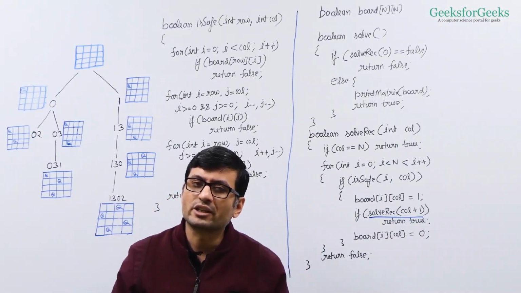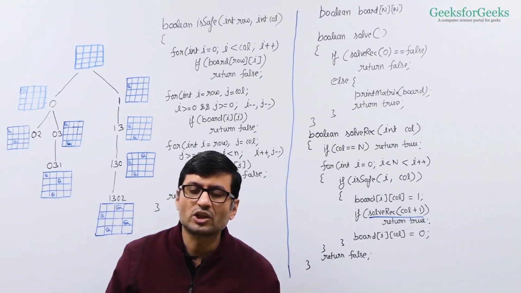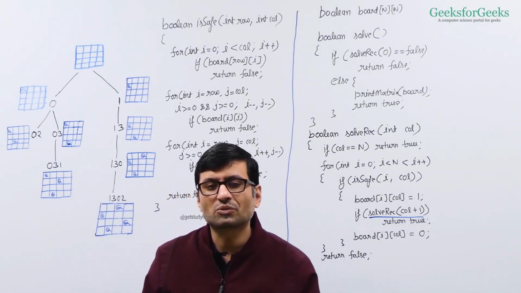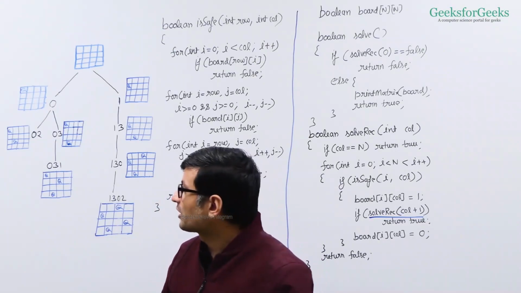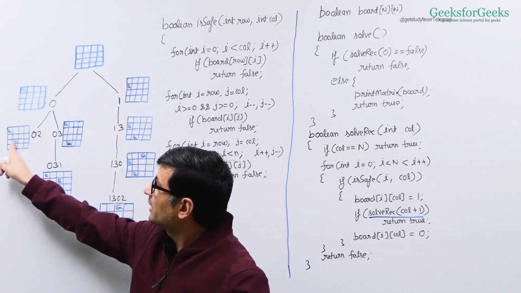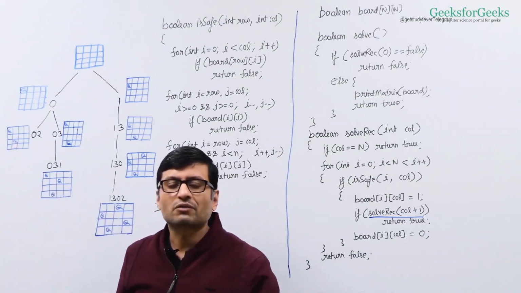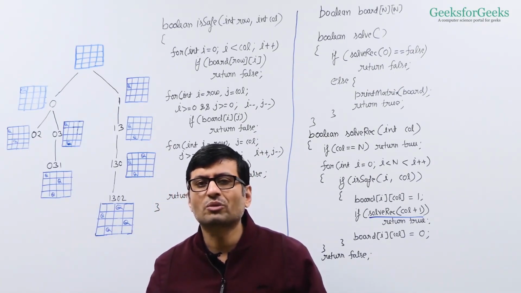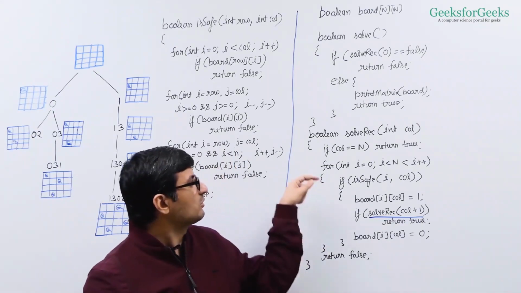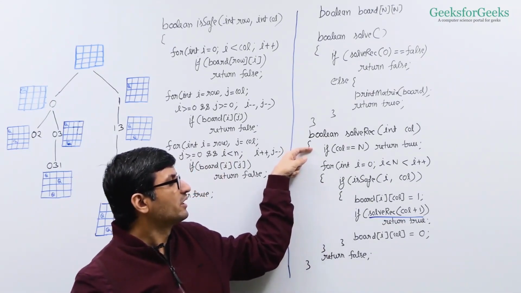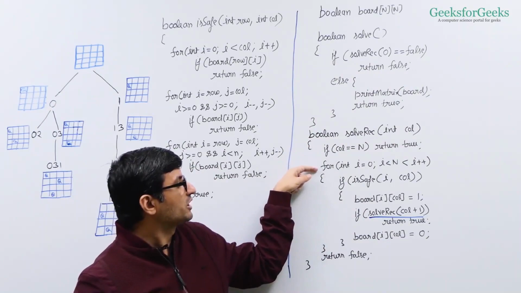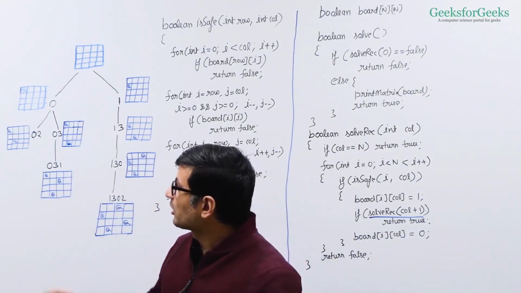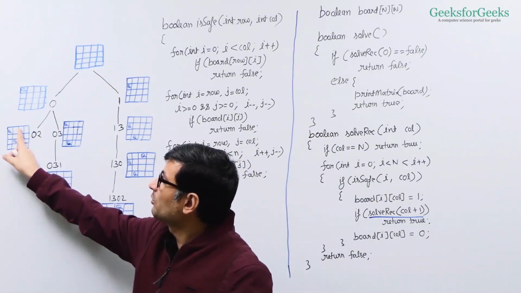isSafe again returns false because there is diagonally a queen placed. Then it tries row equal to 2 and this is where isSafe does not return false. So it places the queen at row equal to 2. And after placing this, it recursively calls for the third column, or column equal to 2. And this also begins execution from this line. And column is not n, so it goes here and it tries placing the queen in different rows of the third column. Placing the queen here would return false.